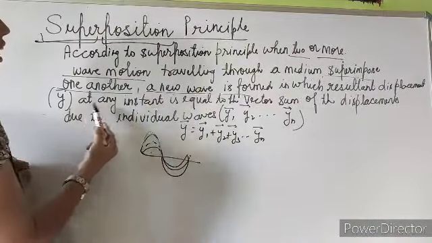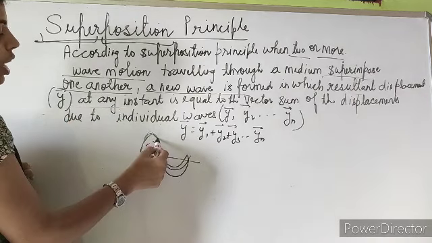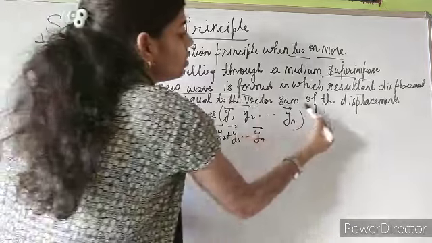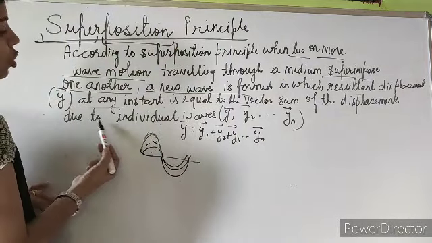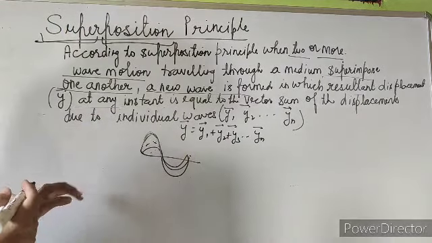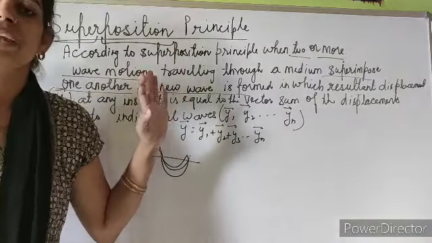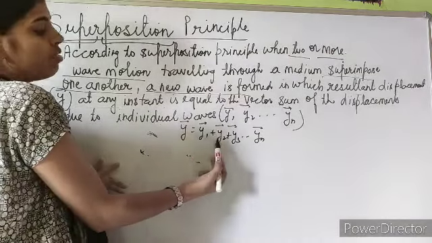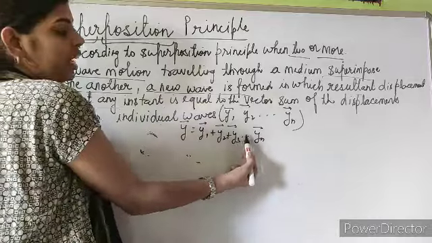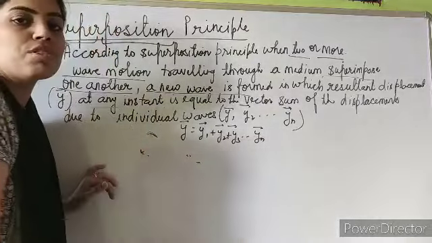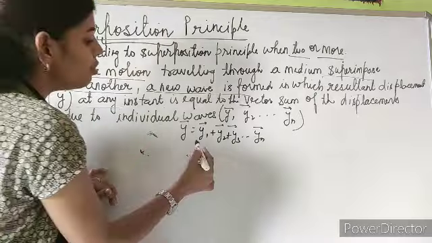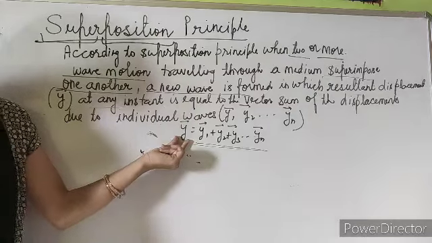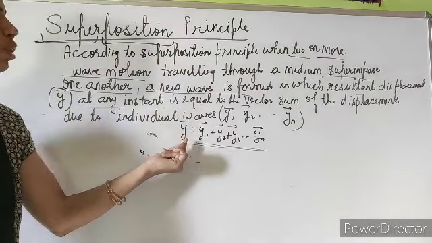Resultant displacement at any instant, the resultant displacement of this wave, is equal to the vector sum of displacement due to individual waves. Suppose you have 1, 2, 3, 4 up to n waves, and their displacements are: first wave y1, second wave y2, third wave y3, and similarly the nth wave's displacement is yn. So the resultant displacement of the wave formed by the superposition of these waves would be equal to the vector sum.